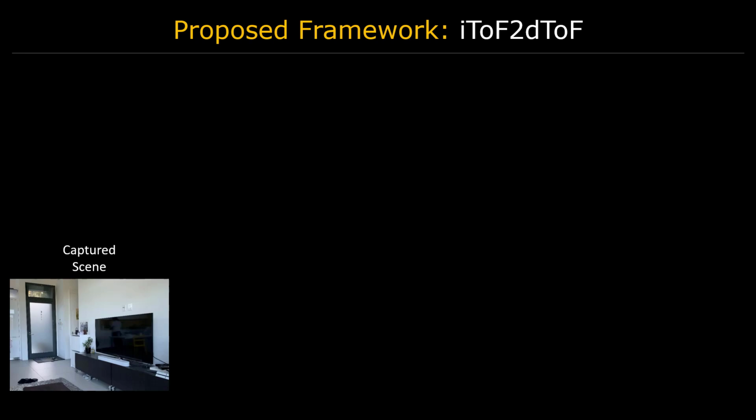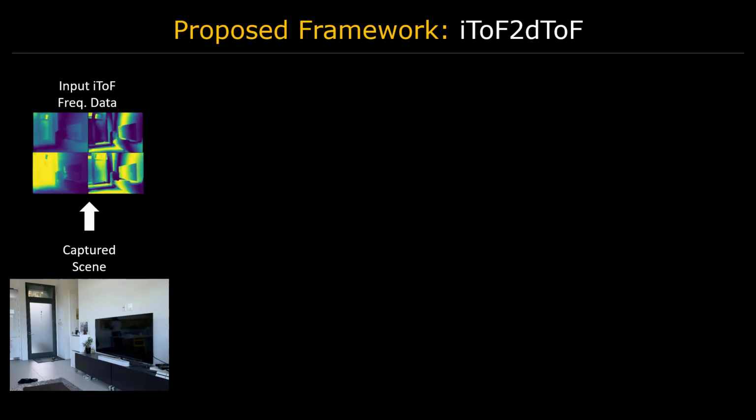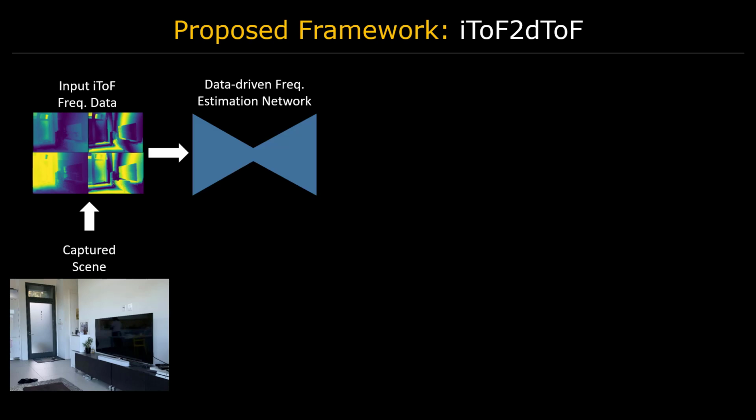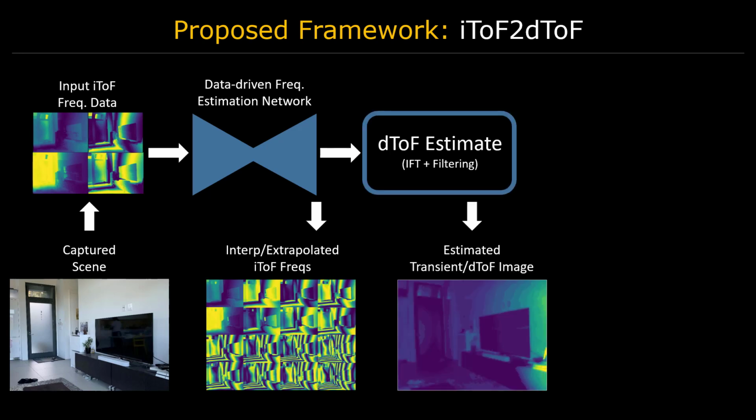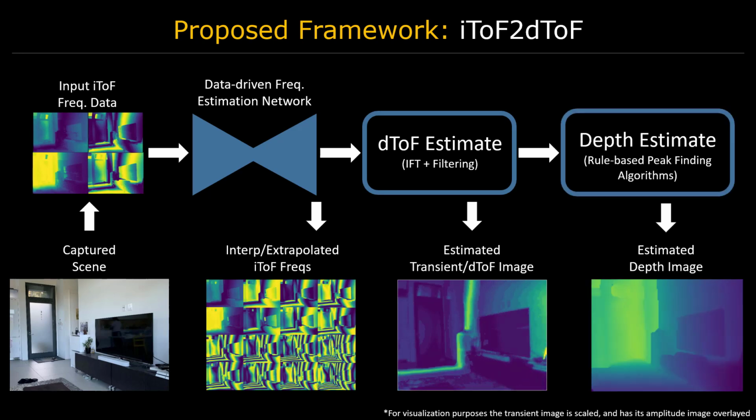In this paper, we propose iToF2dToF. Like previous data-driven iToF models, we begin with the captured iToF frequency data. The data is input into a data-driven model, and instead of predicting depths directly, our model interpolates and extrapolates the iToF frequency data. The dense frequency representation is then used to estimate the dToF image. Finally, we can extract depths from the dToF image through rule-based peak finding algorithms.